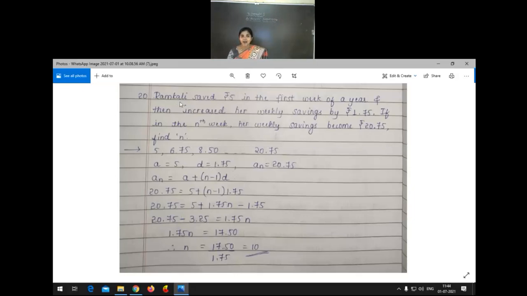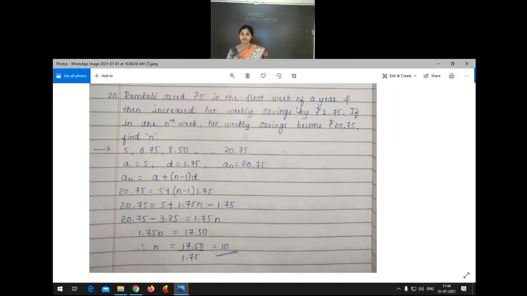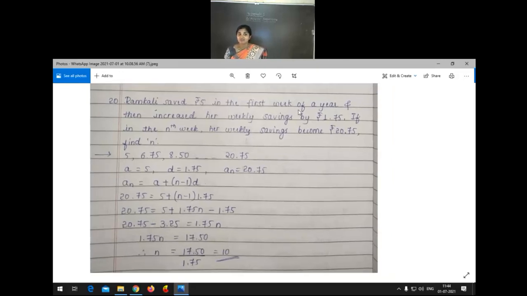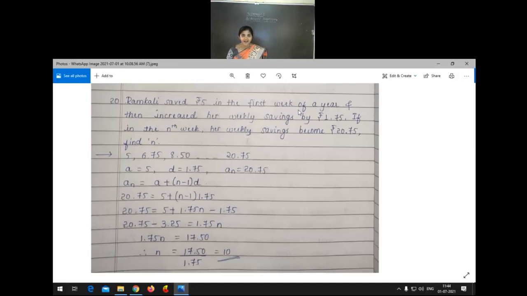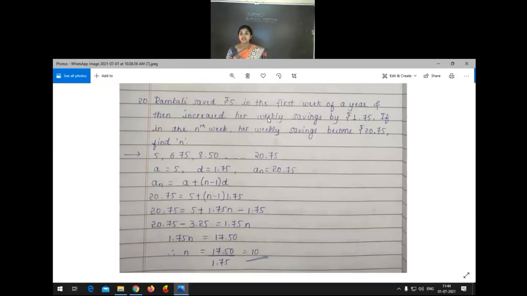Okay. Ramkali saved rupees 5 in the first week of a year and then increased her weekly savings.